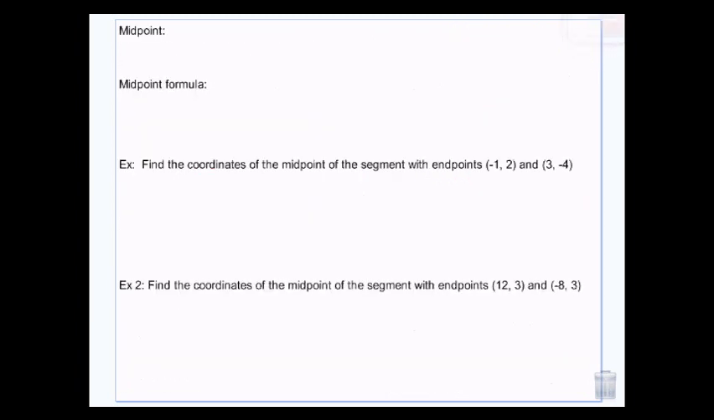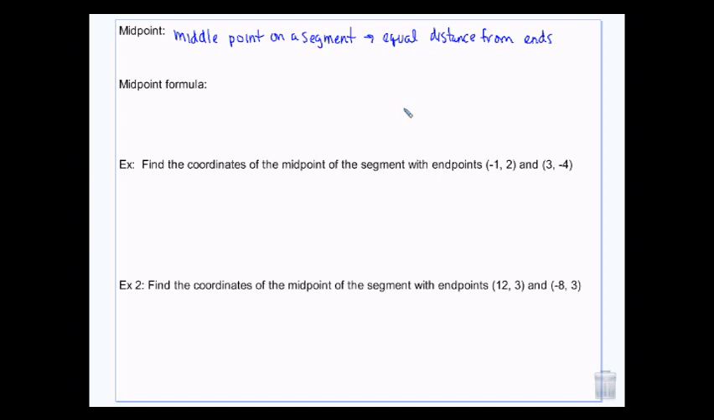All right, midpoint. The midpoint is the middle point on a segment, which is equal distance from the two ends. Now you can't have a midpoint on a line because a line technically goes on forever. You can only have a midpoint on a line segment because it has to have a measurable length to find out where the middle is.